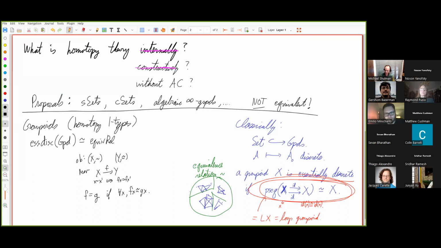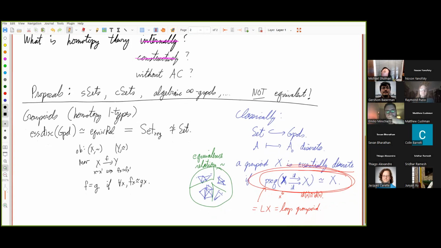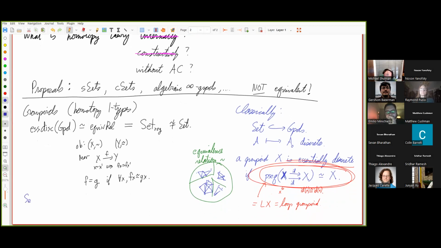necessarily unique. And so if we quotient by these, we're not changing it up to equivalence or biequivalence of two categories. So the two category of essentially discrete groupoids is equivalent to this category of equivalence relations, which another name for this is, I'm going to write it as Set sub reg. And I'll say what that means in a minute. But the point is that this is not equivalent, without the axiom of choice, to the category of sets. I call this Set reg because this is the free regular completion of the category of sets.